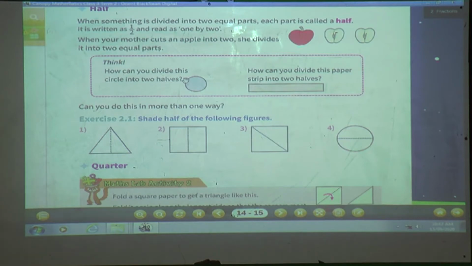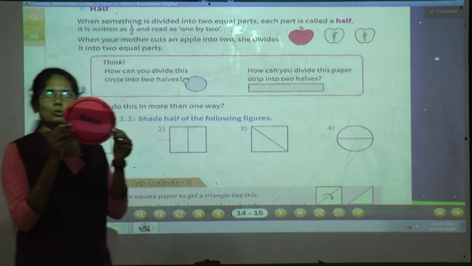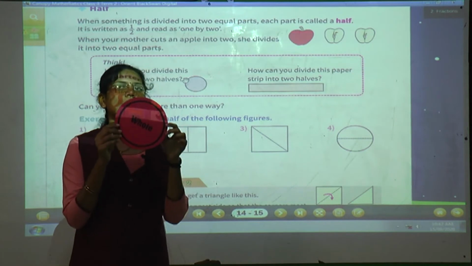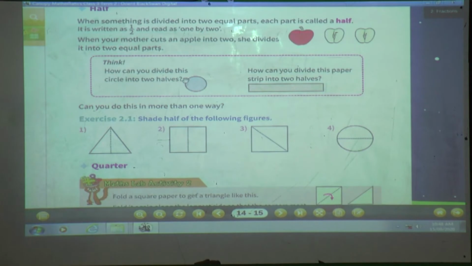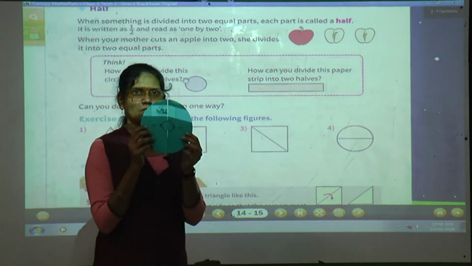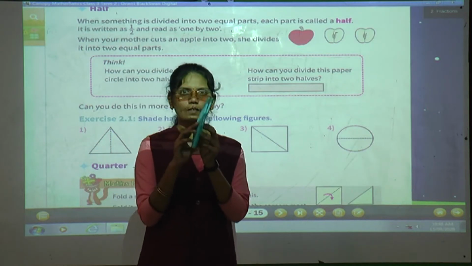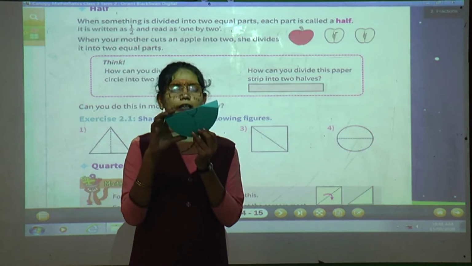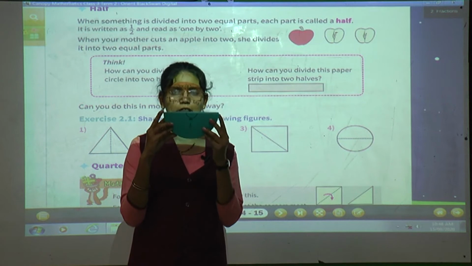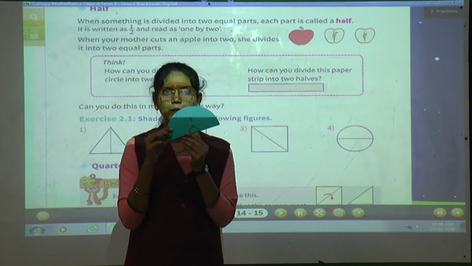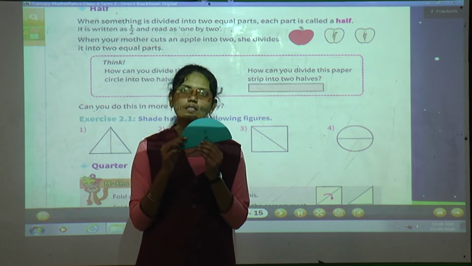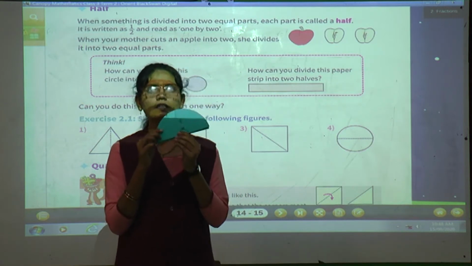See here, first of all we divide this circle into two equal parts. What will you do? You will fold this circle from the center. If you fold this circle from the center, then you will get two equal parts. See, this is the first part and this is the second part, and each part is called a half.